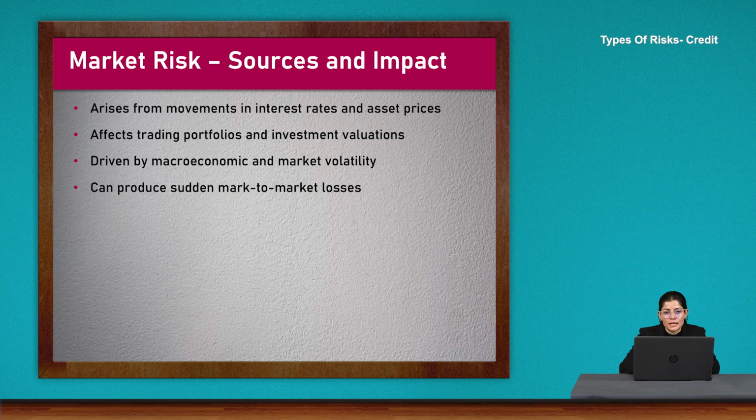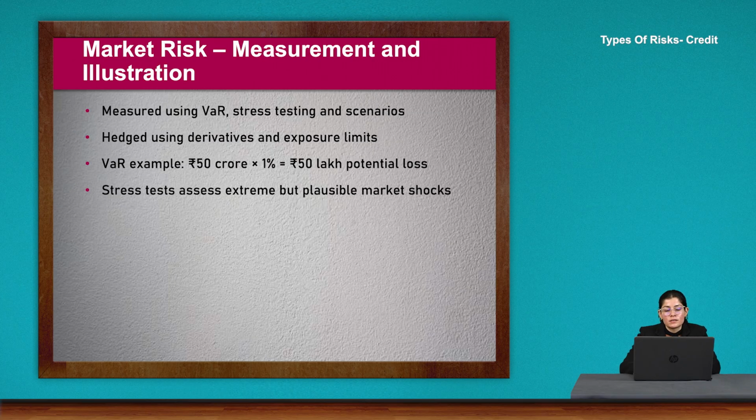What is the management tool in this case? Banks employ VaR, that is value at risk, stress testing and scenario analysis to estimate potential losses under normal and extreme conditions. Derivatives are used for hedging and limits are imposed on position size, maturity and exposure. Let's move to another slide.